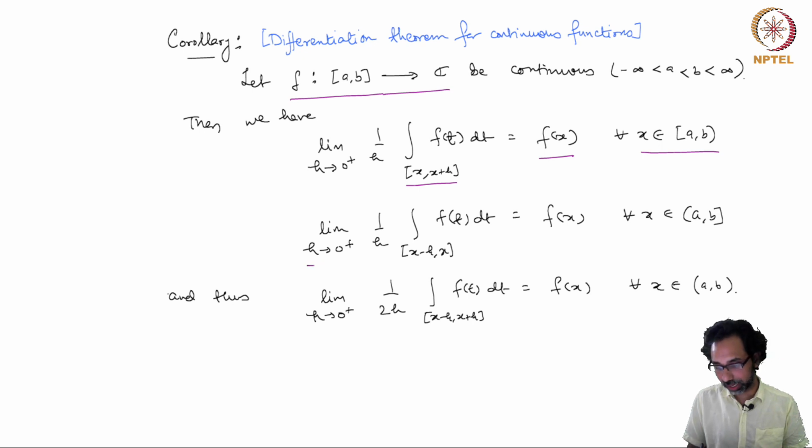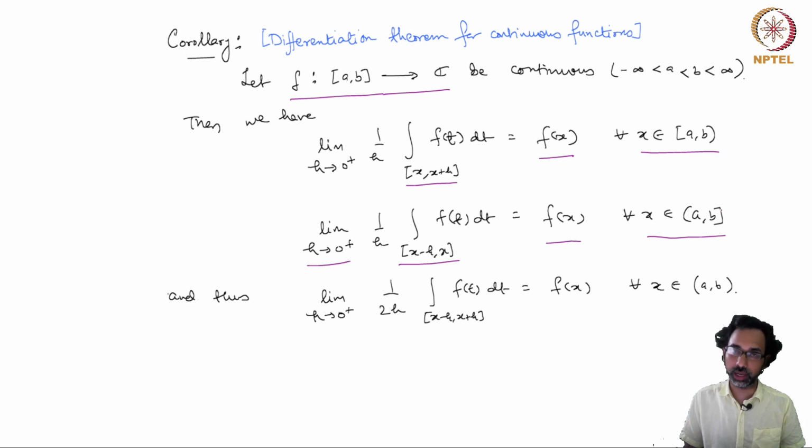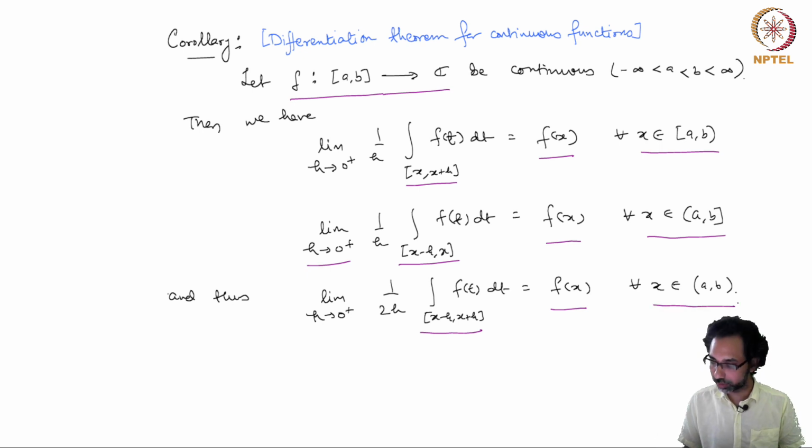Similarly, the limit as h tends to 0 plus of 1 over h times the integral over x minus h to x of f(t) dt is again f(x), and now this is for all x in (a,b] where b is included and a is excluded. And if you combine these two, we get that the limit as h tends to 0 from the right of 1 over 2h times the integral over x minus h to x plus h of f(t) dt is again f(x). This is for all x in the interior of the interval (a,b). And so this is the differentiation theorem for continuous functions that one learns in classical calculus.